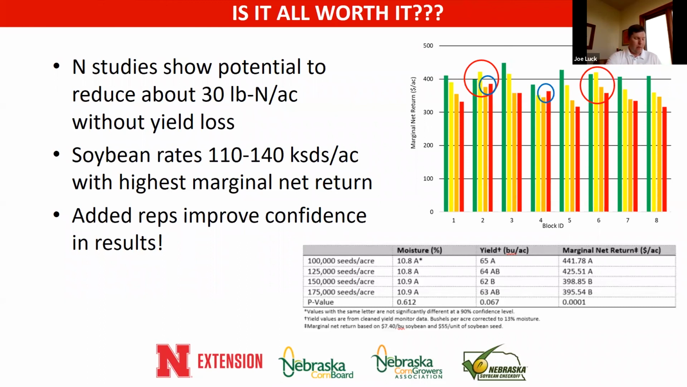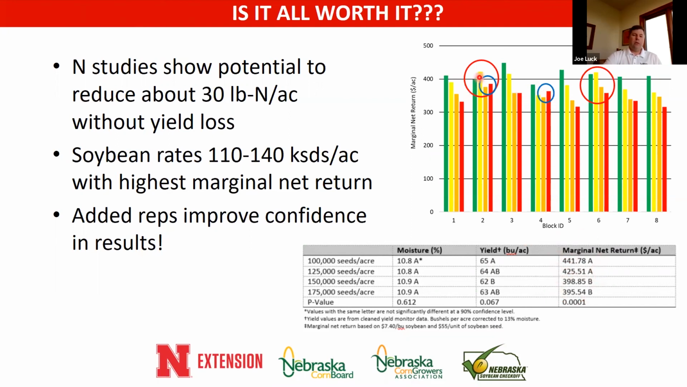We talked a little bit about reps or the blocks, and what I would leave you with here is a study where you can see across the x-axis the block ID. The y-axis is the marginal net return. Basically these are 4 different seeding rates, from low seeding rate to high seeding rate. Overall, you can see the trend here. The highest marginal net returns were at those lower 2 seeding rates.